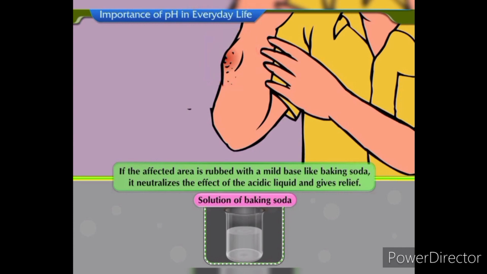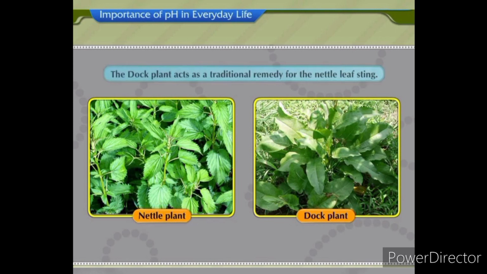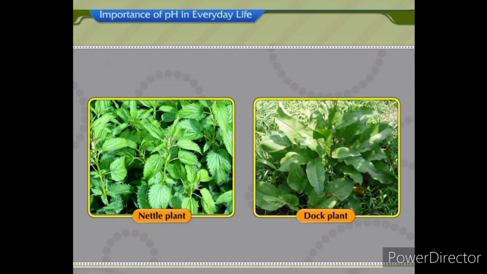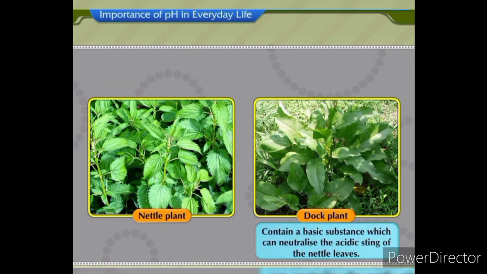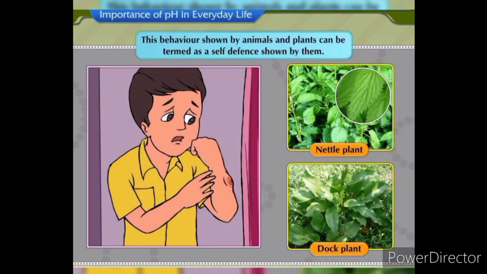Often, we find a plant called the dock plant growing beside the nettle plant. This plant acts as a traditional remedy for the nettle leaf sting. The leaves of the dock plant contain a basic substance which can neutralize the acidic sting of the nettle leaves and give relief. This behavior shown by animals and plants can be termed as a self-defense shown by them.